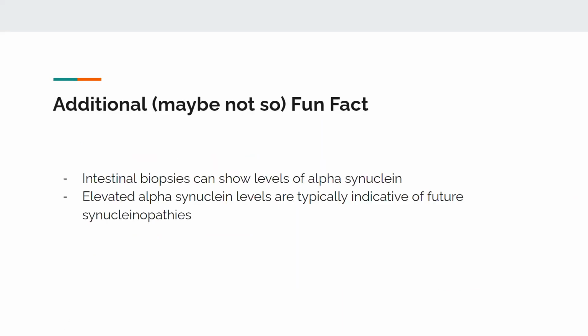And an additional not really fun fact, intestinal biopsies can show the levels of alpha-synuclein you have in your gut, and elevated levels are typically indicative of future synucleinopathies. So if that is in your future, you might want to get that checked out.